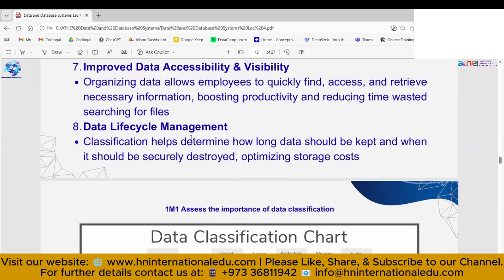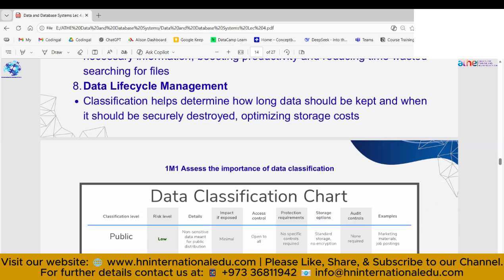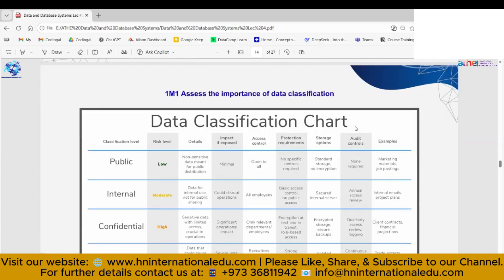The next is data lifecycle management. Classification helps determine how long data should be kept, for how much period of time, and when it should be securely destroyed. For example, I gave the example of my SIM, which I'm not using, so I can just go to this company and tell them I'm not using this, so you can destroy my data. Then it can also optimize storage costs.